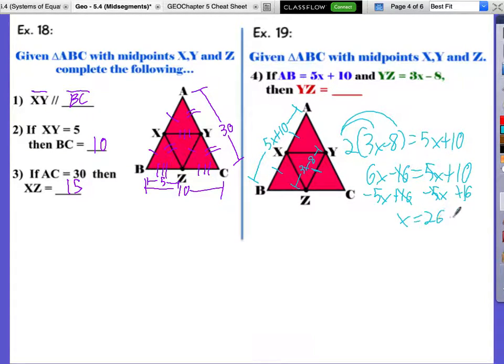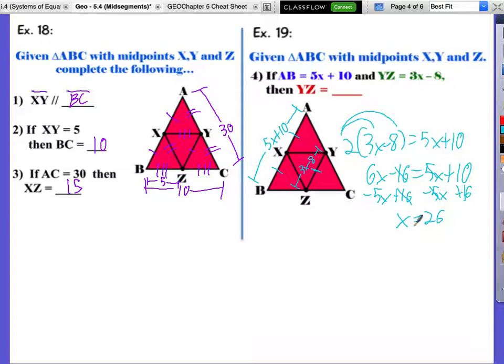So x equals 26. And what do we need to find? YZ. Plug it into YZ. But don't you have to divide it by 2? No, because we found our x already, we doubled it. Do you have to plug it into the 2? No, because we're finding our normal YZ, so we have to plug it into normal YZ. But it's the double the x.